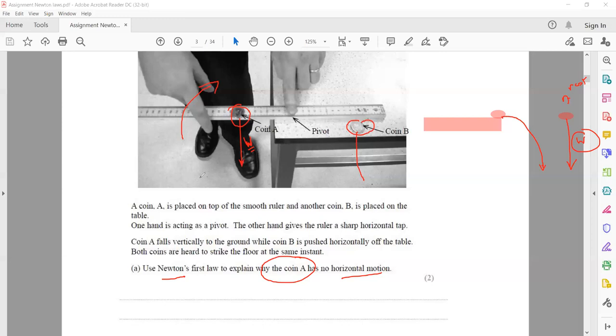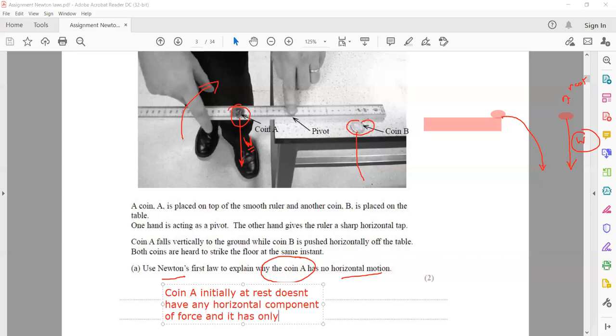So how do we write this answer of 2 marks? We'll mention coin A, which is initially at rest, does not have any horizontal component of the force, and it has only vertical component, which is the weight.